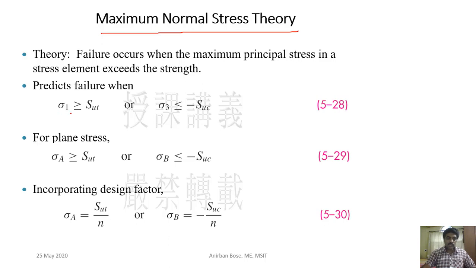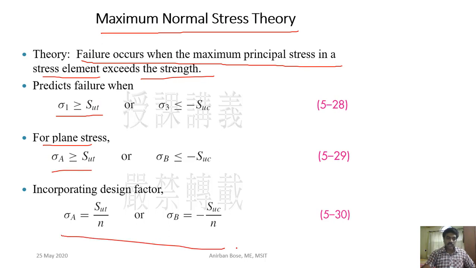Here it is very simple: failure occurs when the maximum principal stress in a stress element exceeds the strength of the material. Okay, so if sigma 1 is greater than sigma ultimate. Similarly, for the plane stress element you can see this criteria. It is not very difficult to understand.